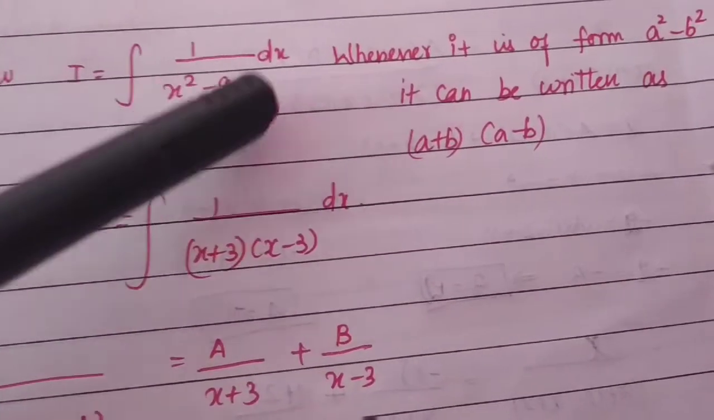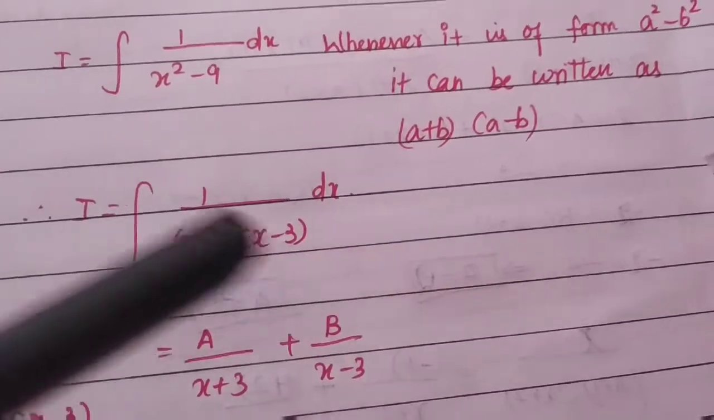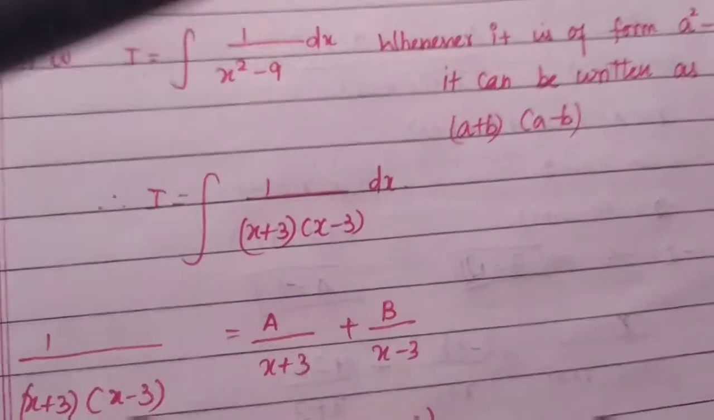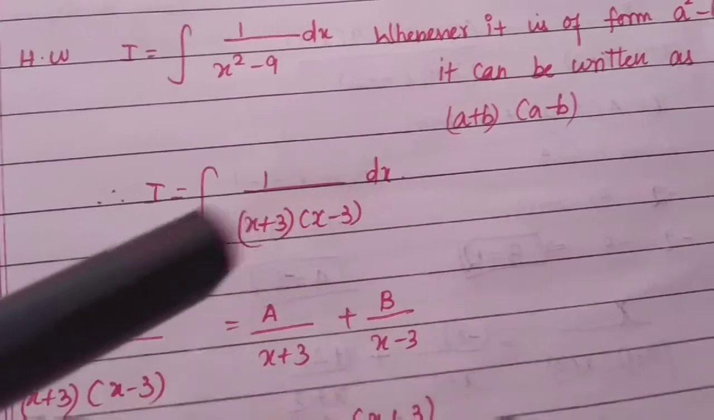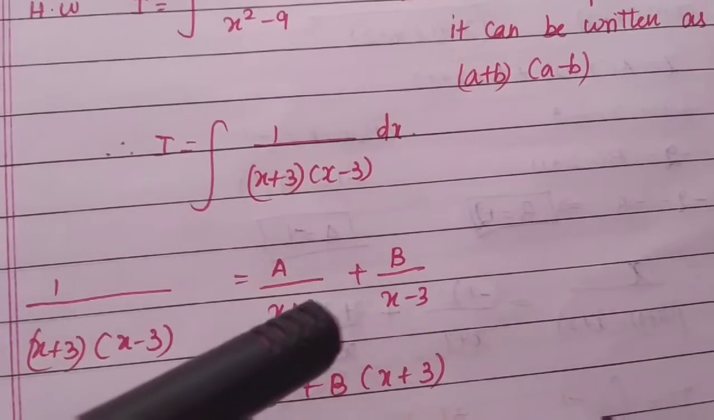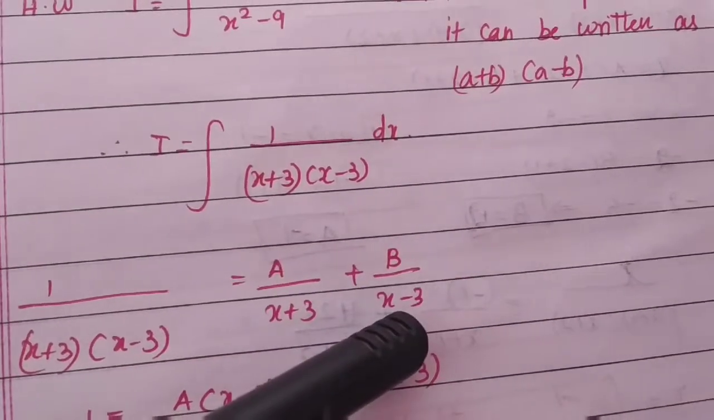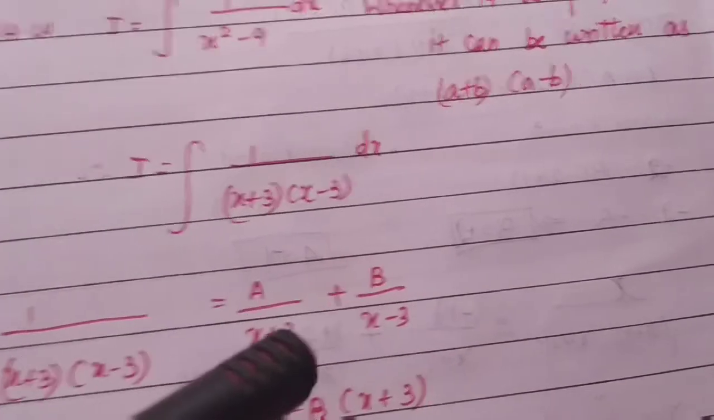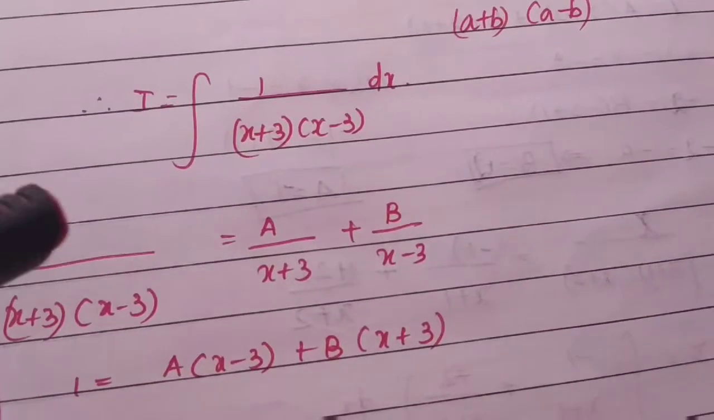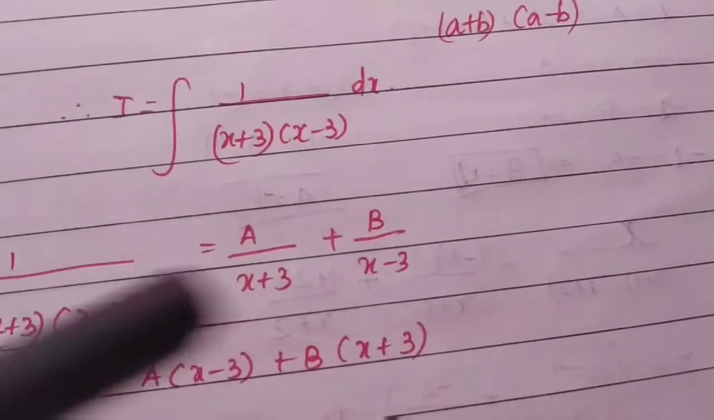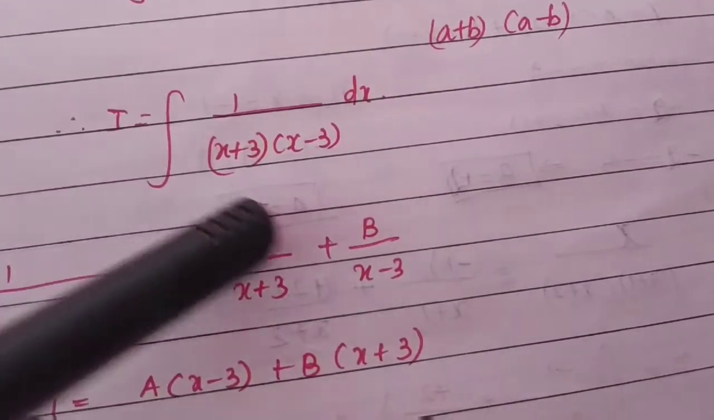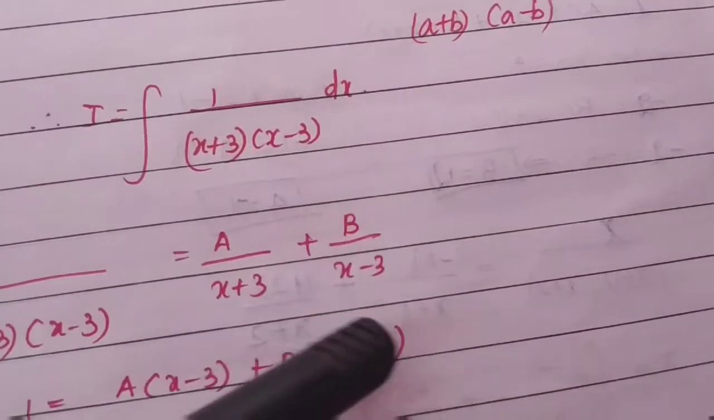So x squared minus 9 can be written as (x plus 3) into (x minus 3). There are two different factors, so 1 divided by x squared minus 9, that is 1 divided by (x plus 3) into (x minus 3), can be written as a divided by x plus 3 plus b divided by x minus 3. After that take LCM. Instead of taking LCM and cancelling out the denominator, what you can do is, since both denominators will be the same, write directly 1 equal to a into (x minus 3) plus b into (x plus 3).